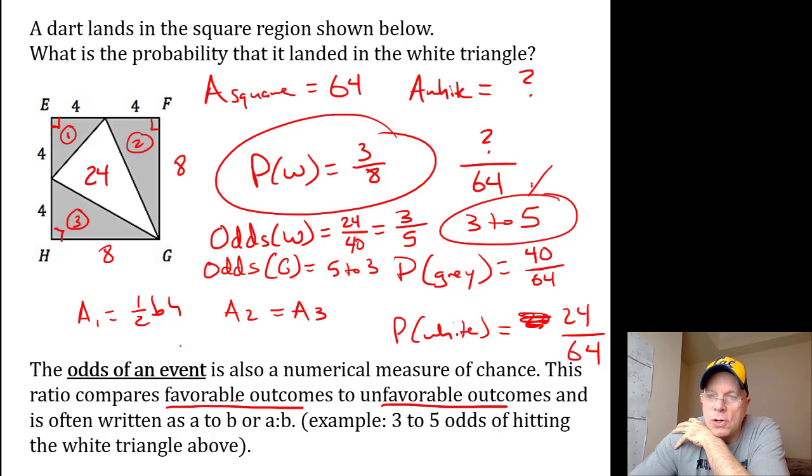Odds are typically shown with the word "to" or as a ratio like this, and not as often shown as a fraction, but I'm fine with any form. Could be shown either way. This is just more of a standard convention for odds.